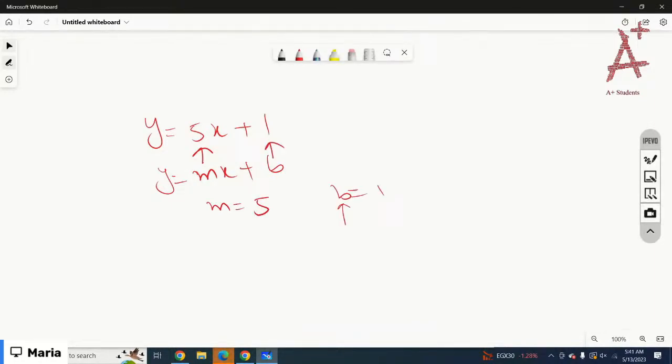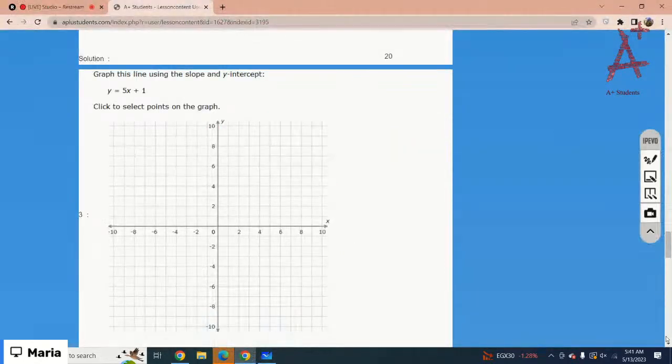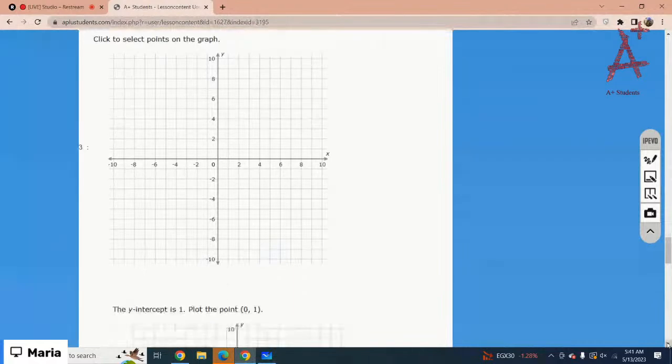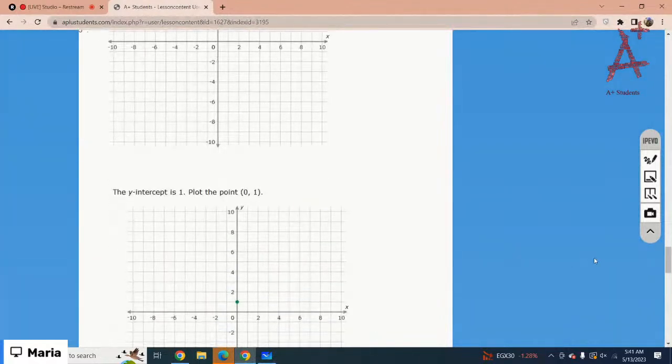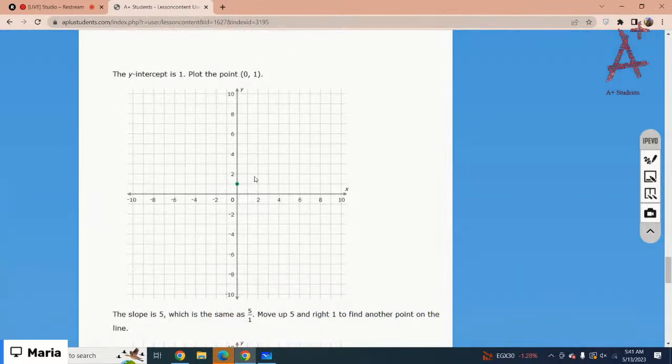The b is the y-intercept. Y-intercept means that is the point where the graph is touching the y-axis. Got it? So at this point, x is 0 and y is 1. So first you have to plot this point on the graph. Here is the y-intercept. Look at this point, x is 0 and y is 1. That is the point where the graph is touching the y-axis. That's the y-intercept of the graph.